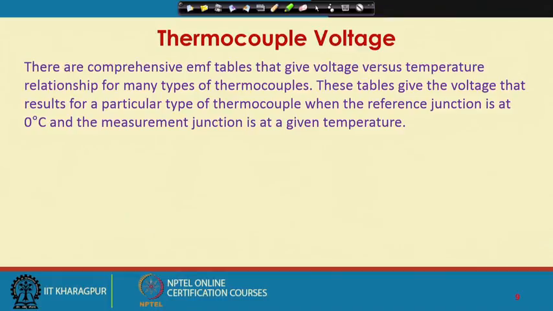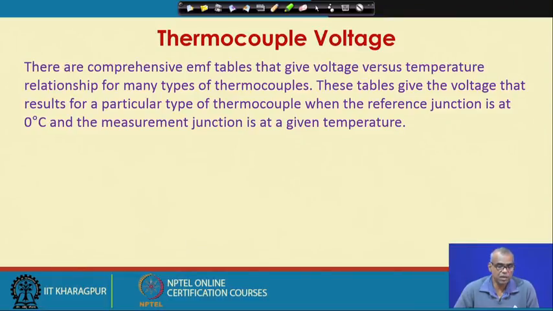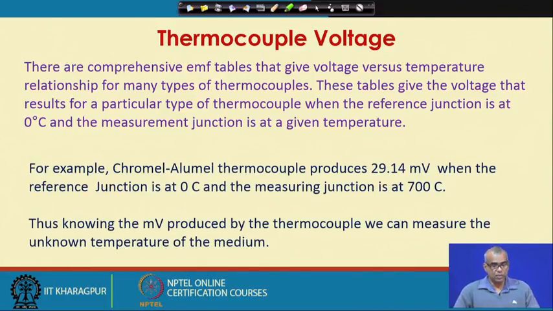So, there are comprehensive EMF tables that give voltage versus temperature relationship for many types of thermocouples. These tables give the voltage that results for a particular type of thermocouple when the reference junction is at 0 degree Celsius and the measurement junction is at a given temperature. For example, chromel-alumel thermocouple produces 29.14 millivolt when the reference junction is at 0 degree Celsius and the measuring junction is at 700 degree Celsius. Thus, knowing the millivolt produced by the thermocouple, we can measure the unknown temperature of the medium.